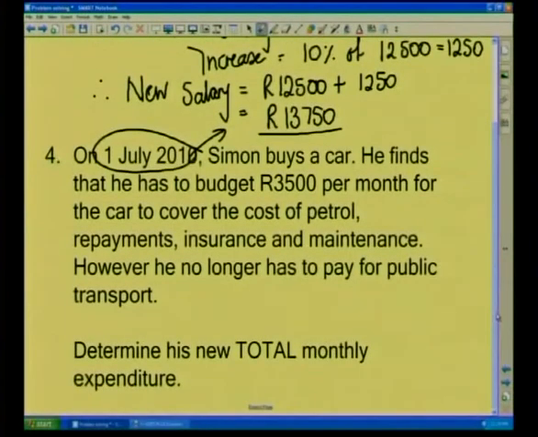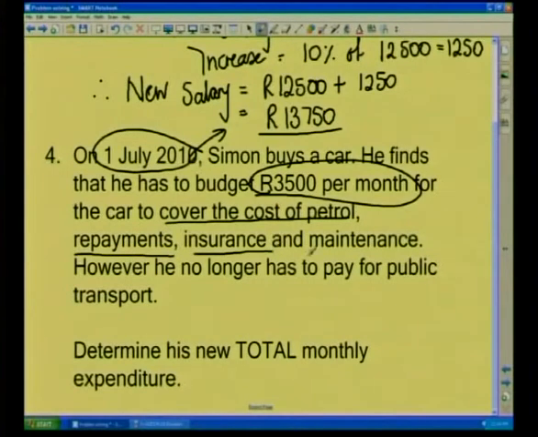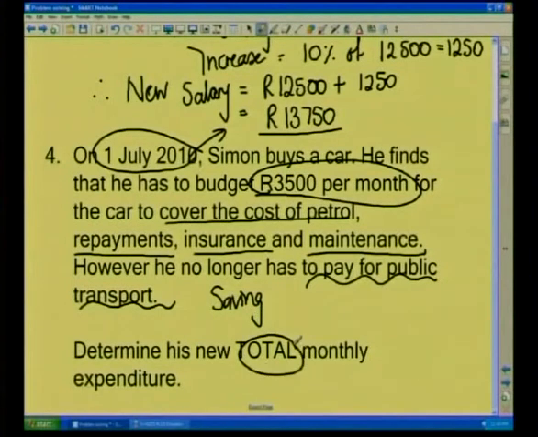Simon buys a car. He finds that he has to budget 3,500 Rand per month for the cost of the car to cover the cost of petrol, repayments, insurance and maintenance. However, he no longer has to pay for public transport. Okay, so that's a part that he's saving on public transport. Determine his new total monthly expenditure.